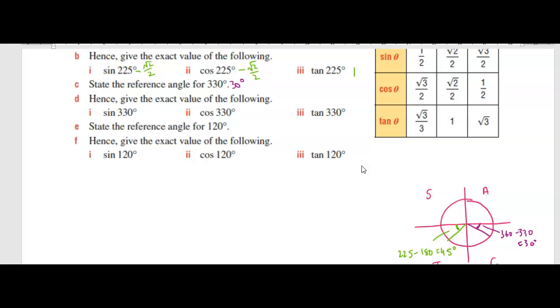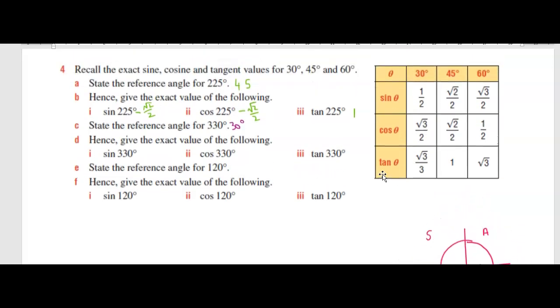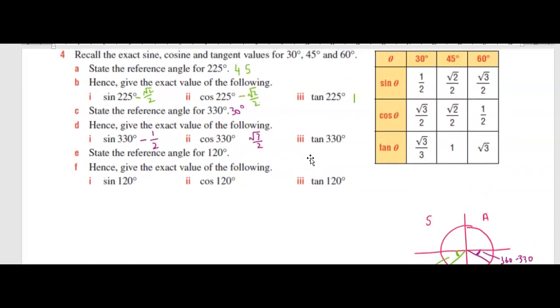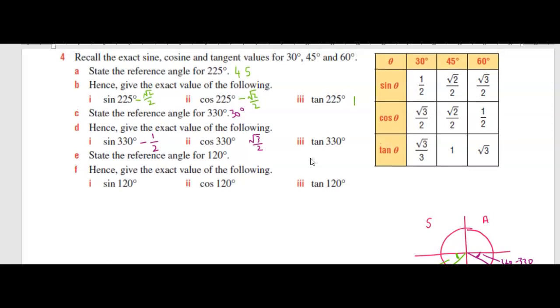Now, give the exact value of the following. So sine 330 is the same as sine 30 degrees, which is a half. But in the fourth quadrant, sine is negative, so it's going to be negative a half. Cos 330 is the same as cos 30, so root 3 on 2. But in the fourth quadrant, cos is actually positive, so it just stays as root 3 on 2. And then tan 30 is root 3 on 3. And in the fourth quadrant, tan is negative, so it's negative root 3 on 3.